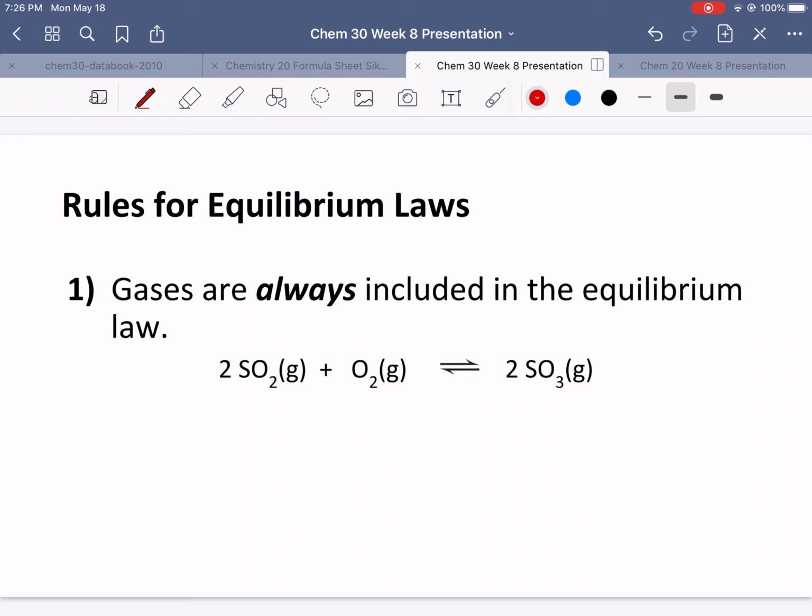So rule number 1 is no exception. If you've got a gas, you have to include it in the equilibrium law. Okay? And yeah, these are a little bit of memorization. It is what it is.